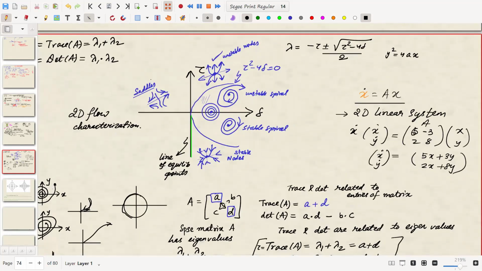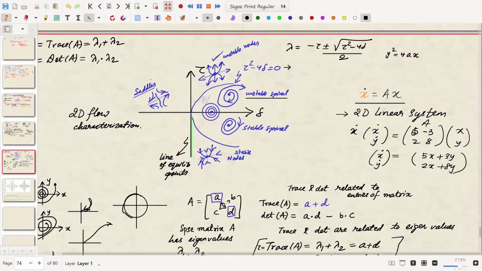They found that there is a curve, tau square minus 4 delta equals 0, that behaves as a border case. Below that curve, you can see the spiral is unstable. An unstable spiral exists. What is an unstable spiral? You can see that it is going outwards.